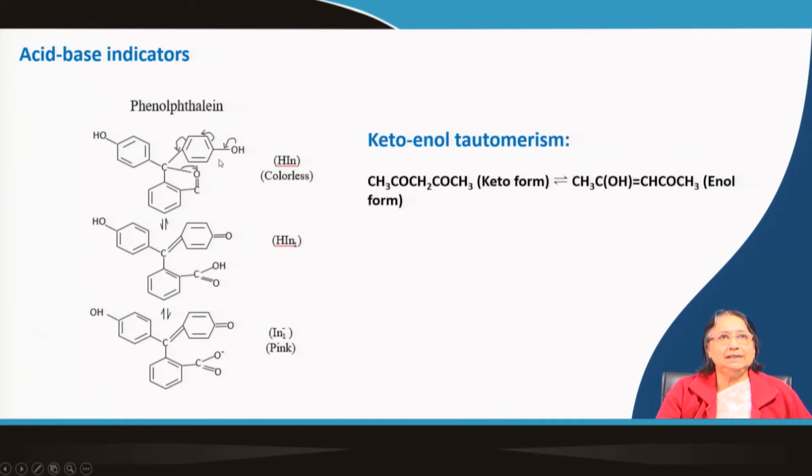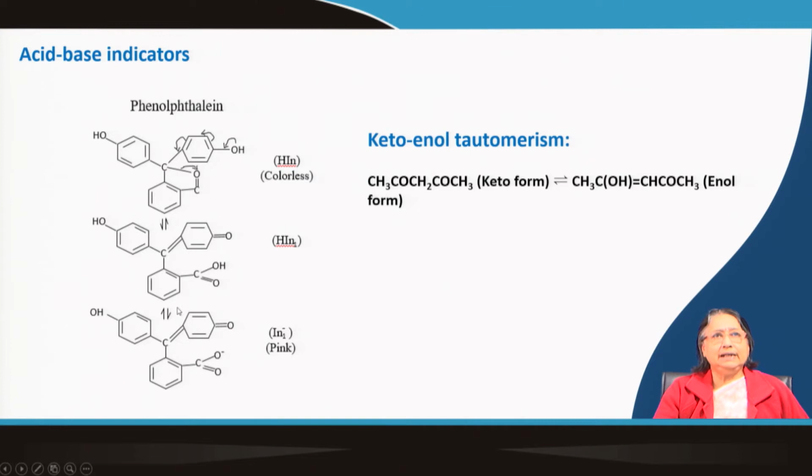If you look into this structure, you see it is the OH. Hydrogen is present here, but now this bond is broken and this hydrogen has come here. So, this form and this form are tautomers, just like this one. Here the compound is different, that is why it looks different, but basically this is also tautomerism.